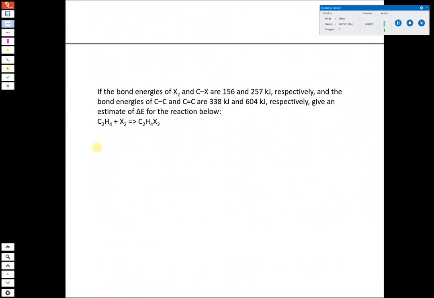All right, finally, the last question we'll go through is we're given a bunch of bond energies here. So we talked about how to compare bond energies. Now we're going to use them to calculate delta E for a reaction. So we have X2 and CX are these two numbers. This had variable inputs, so the numbers that you got might not be exactly the same, but the process will be. And then we have the bond energies for carbon-carbon single and carbon-carbon double bonds given as 338 and 604. We want to know what is delta E for this reaction.